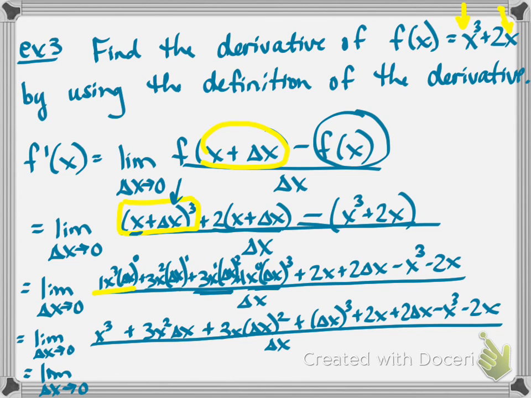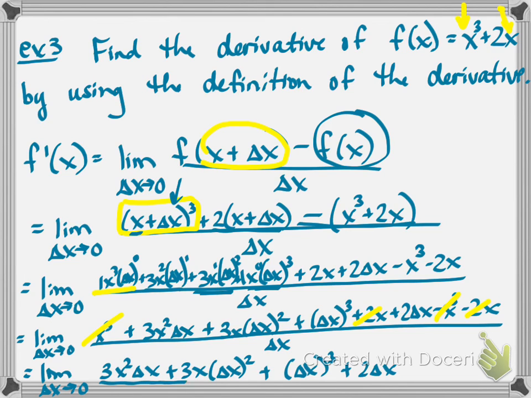Now, lots of stuff should cancel or subtract out. X cubes do, the 2x's do, I think that's everything. So you have 3x squared delta x plus 3x delta x squared plus delta x cubed plus 2 delta x. And amazingly, none of those are like terms, even though they're all super similar. None of the variable terms are exactly the same.